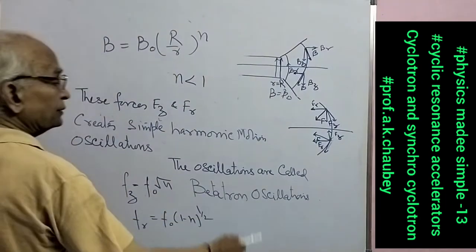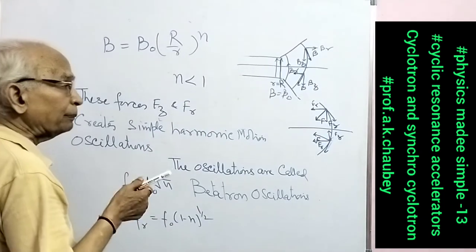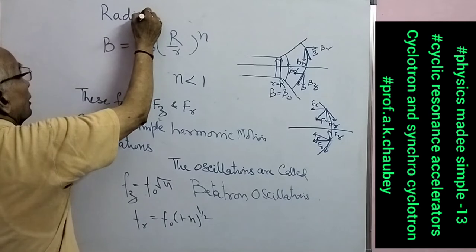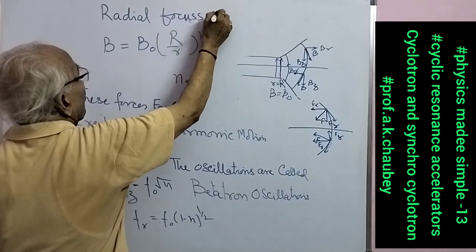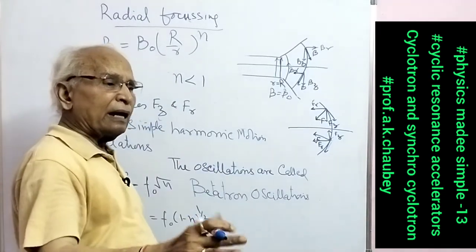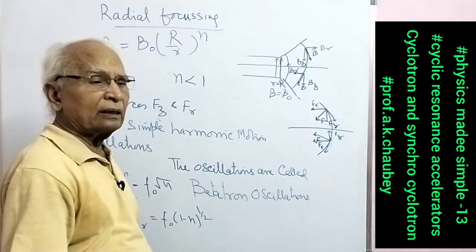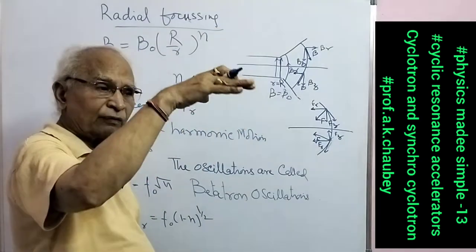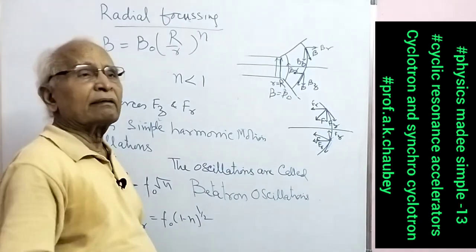So these Betatron oscillations are intentionally provided. Why? To have the beam in the fixed orbit. This is called radial focusing. The beam is radially focused, meaning the beam is moving in one meridian plane, fixed orbit R. If R increases, the force sends it back, so there are oscillations around the fixed orbit R and then the oscillations die up. Similarly, if the beam goes down, the force sends it up, it comes up, again the vertical force sends it down. So there are vertical oscillations and then the beam comes to the fixed meridian plane.